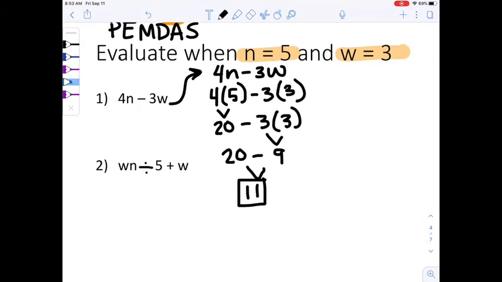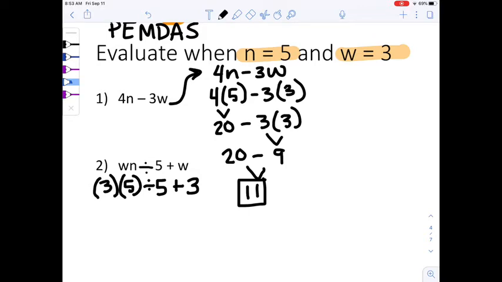The next one is wn divided by 5 plus w. So when w and n are next to each other, two variables, that again is multiplication. So we're going to multiply w, which is 3, times n, which is 5, divided by 5 plus, and then w is 3. So I'm just plugging in those numbers for those variables.